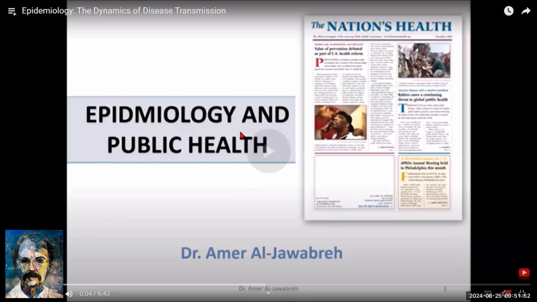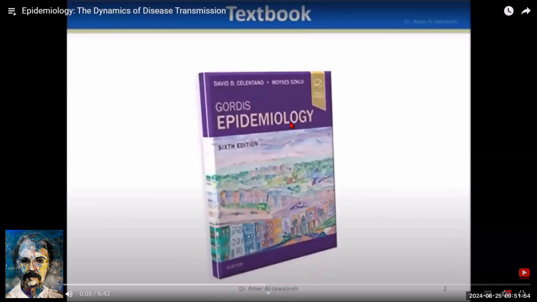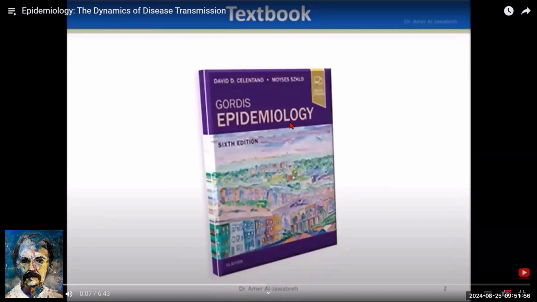And this is the textbook for today's lecture, Gordon's Epidemiology, Chapter 2. It's a good textbook for epidemiology, and it's going to be Chapter 2 plus a few pages from Chapter 1, the definition and the objectives of epidemiology. Okay, so let's start.